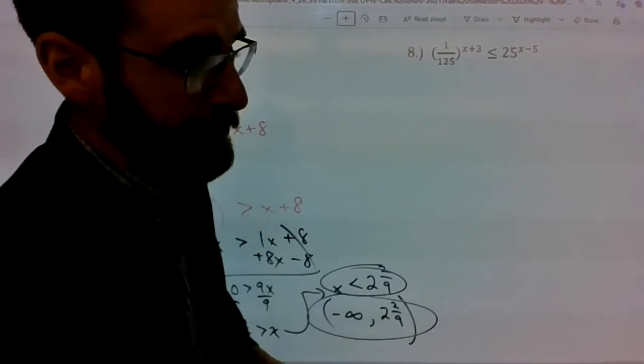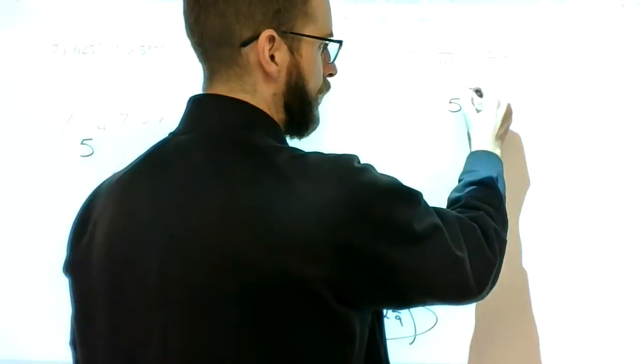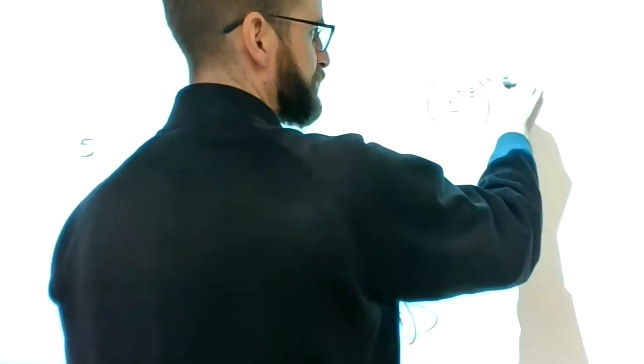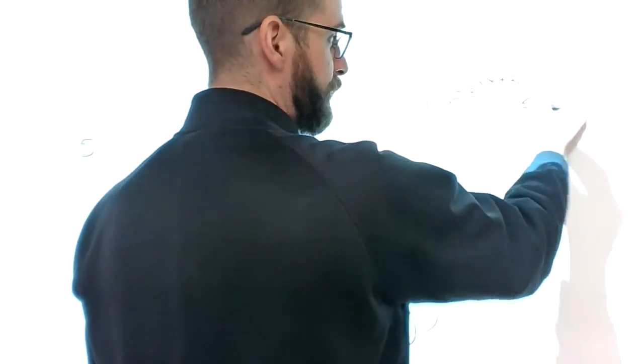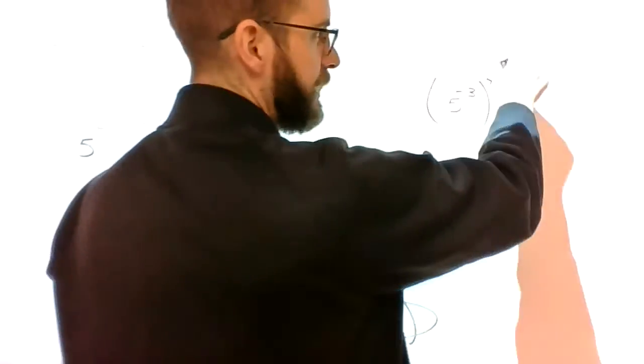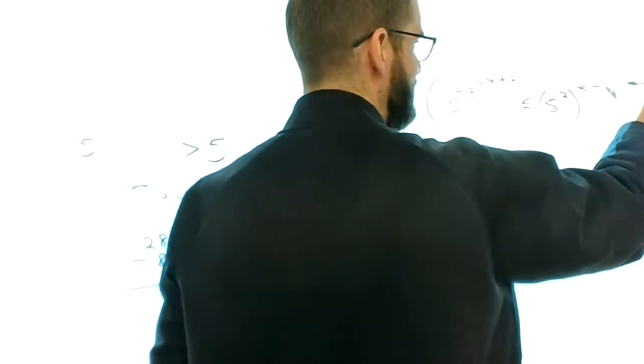All right, let's see if you're correct. 125 is going to be 5 to the third power. Since it's under 1, we're going to give it a negative. We can take the whole thing to the x plus 3 power. Still less than or equal to, because all we did was simplify and manipulate the left-hand side. 25 is 5 squared. Take that to the x minus 5 power.